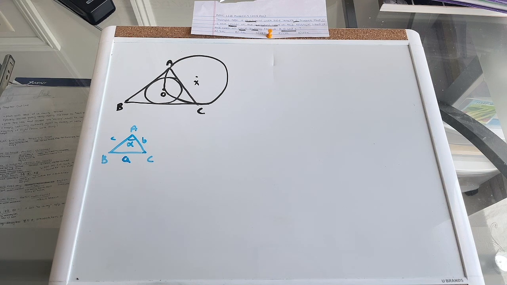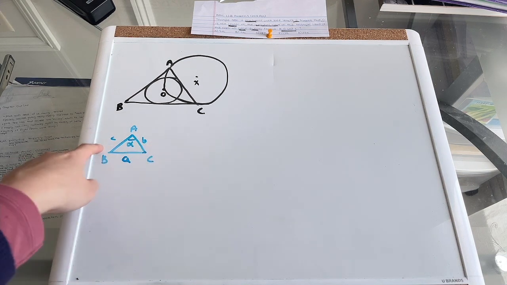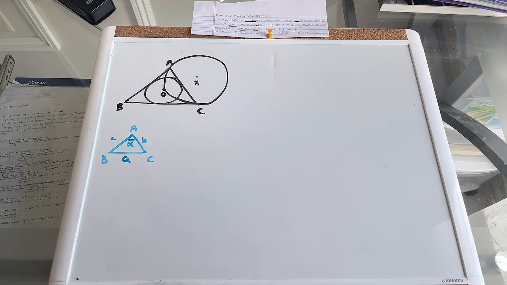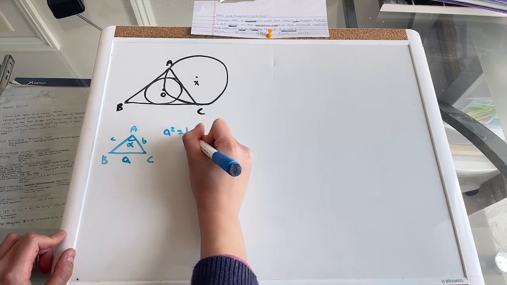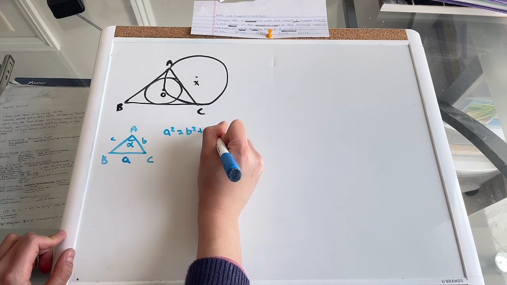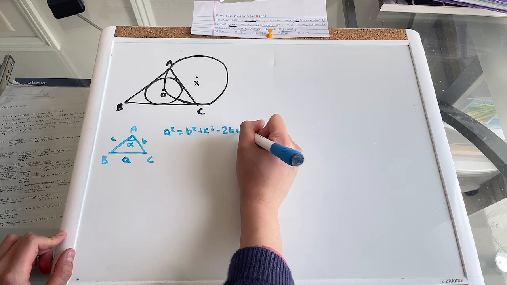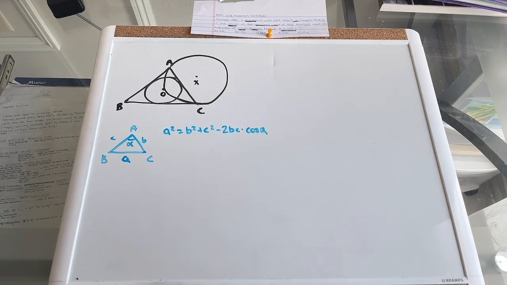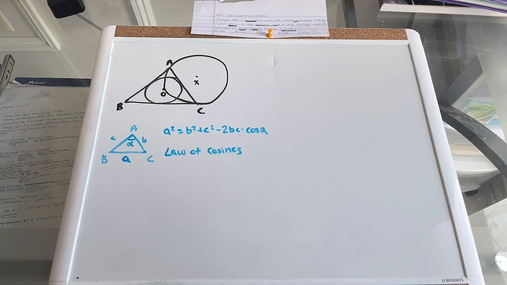In any triangle ABC, let the side lengths be a, b, and c, and let the angle between b and c be alpha. What this states is that a squared equals b squared plus c squared minus 2bc times cosine of alpha. This is called the law of cosines. If we can use that in this diagram, then we can find the radius.